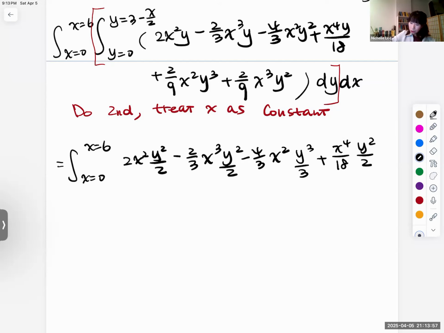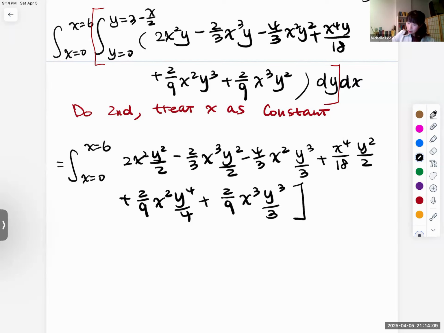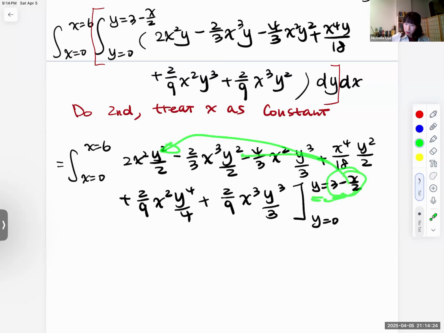Plus 2 over 9 x to the second power, y to the fourth power over 4, plus 2 over 9 x to the third power, y to the third power over 3. So y from 0 to 3 minus x over 2. Okay, so we evaluate when y equals 3 minus x over 2. We input when we see the y, yeah? Let me pause and write down everything because it takes time.